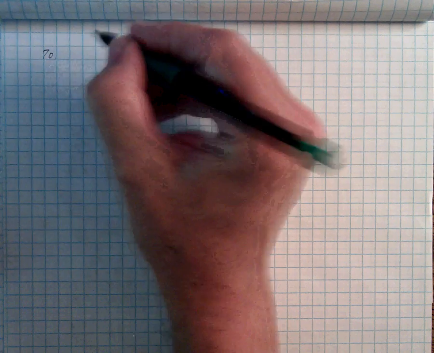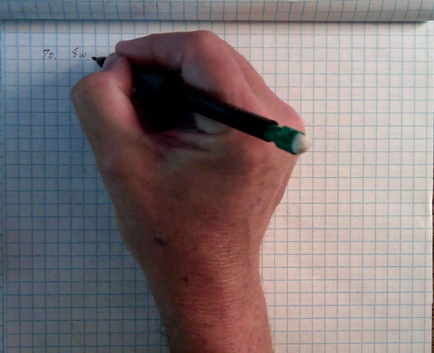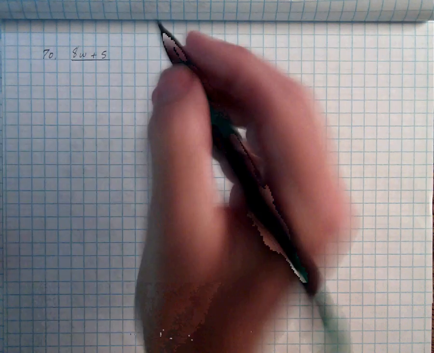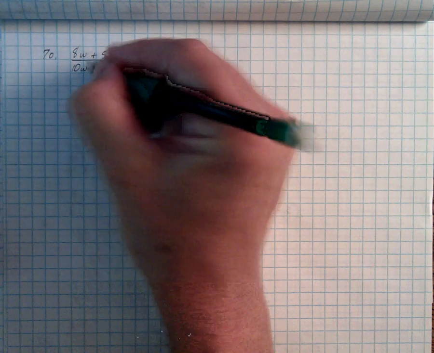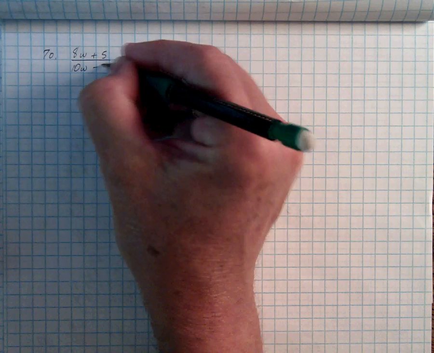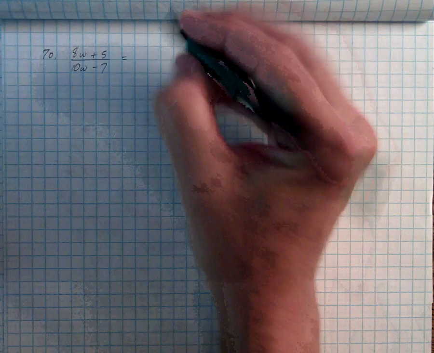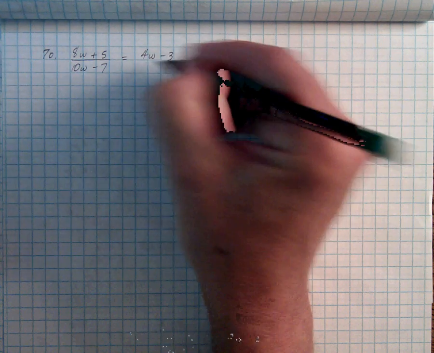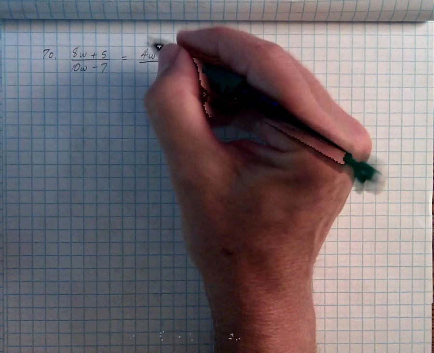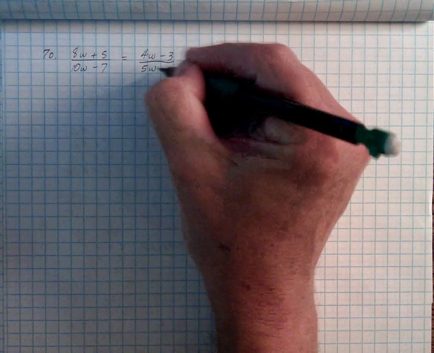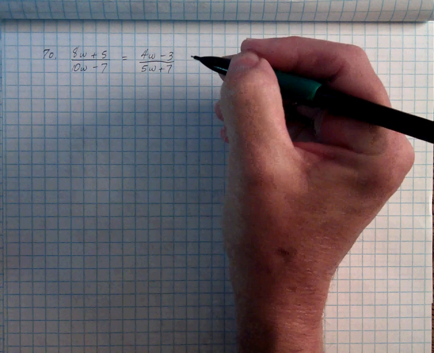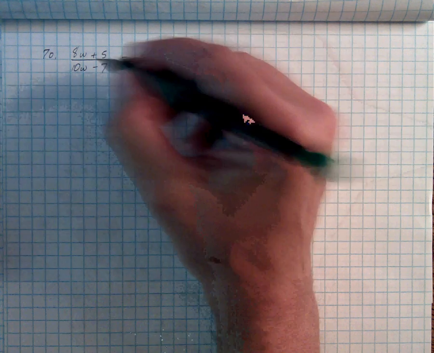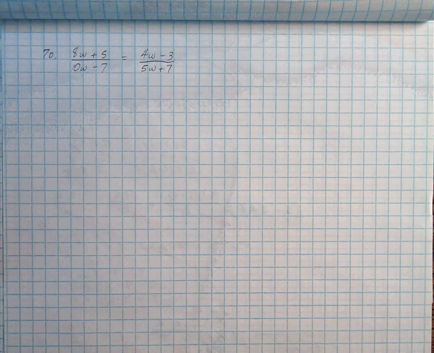Which is 8w plus 5 over 10w minus 7 equals 4w minus 3 over 5w plus 7. Alright, so it's just one fraction equals another fraction. So a trick here is to cross multiply.